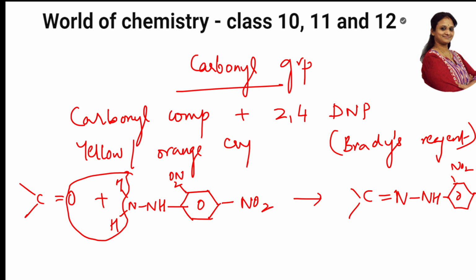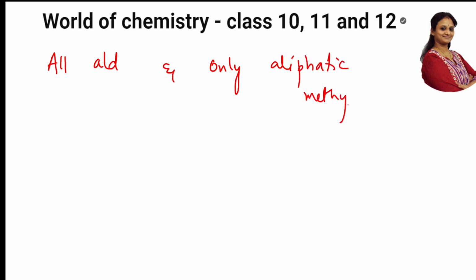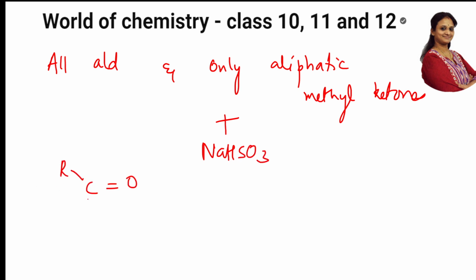Now suppose I take a comparison between aldehydes and ketones. Remember, students, all aldehydes and only aliphatic methyl ketones are going to react with NaHSO3. What will happen, students? Just see, I'm taking an aldehyde first, right? Then I'm going to add NaHSO3. Okay, done. Then what will happen?